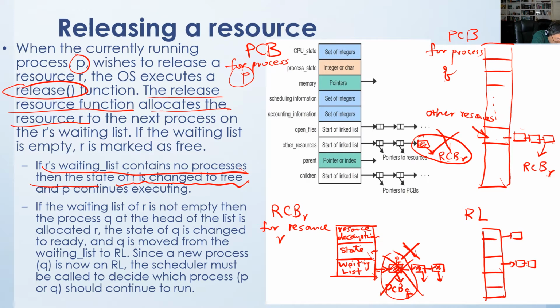So for the ready list, you need to put process Q on it. Depending on the priority, you're going to put process Q on the ready list, because the PCB of Q has been removed from the waiting list of the RCB of R, and then this will be removed and put in here.